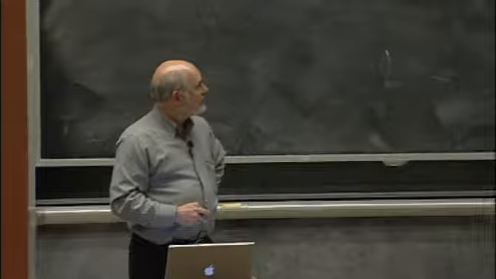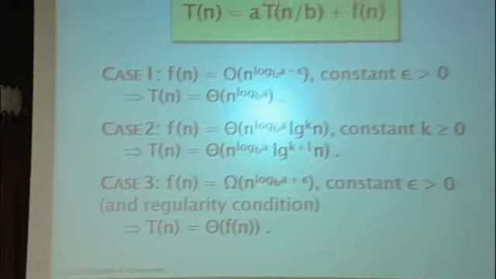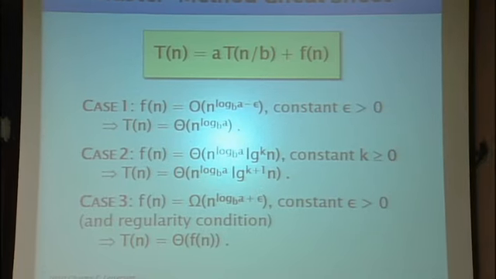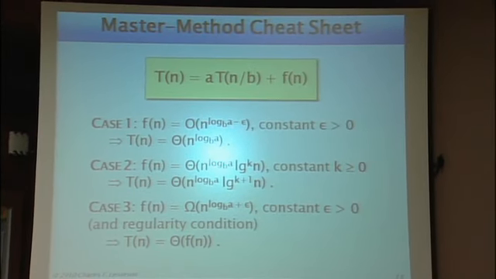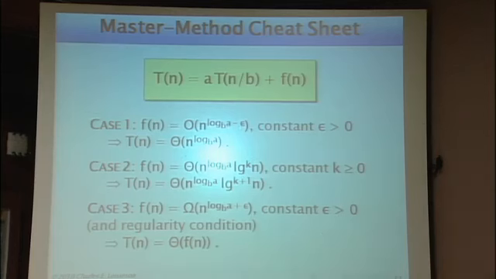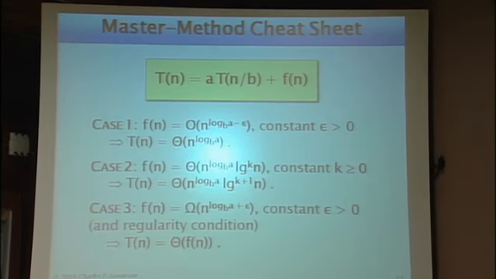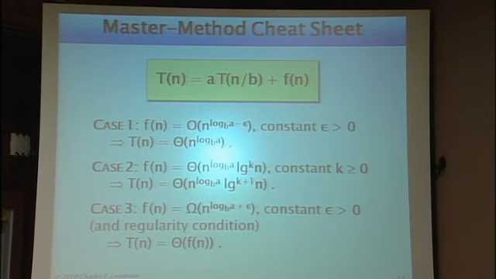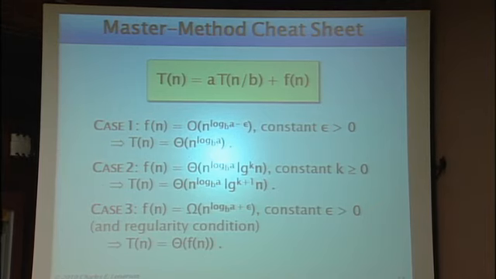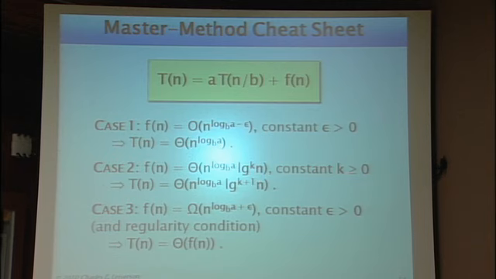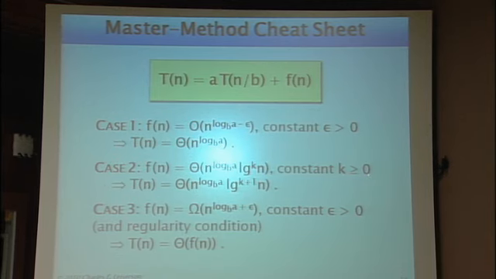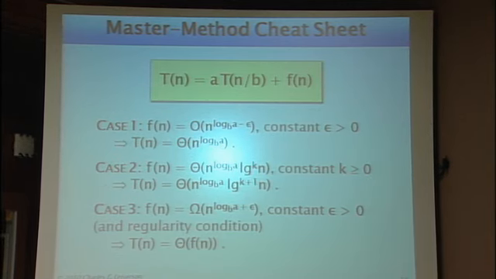Okay, good. So here's the cheat sheet. If it's n to the log base b of a minus epsilon, the answer is n to the log base b of a. If it's plus epsilon, it's f of n. And if it's n to the log base b of a times a logarithmic factor, where this logarithm has the exponent greater than or equal to 0, you add a 1. This is not all of the situations. There are situations which don't occur.